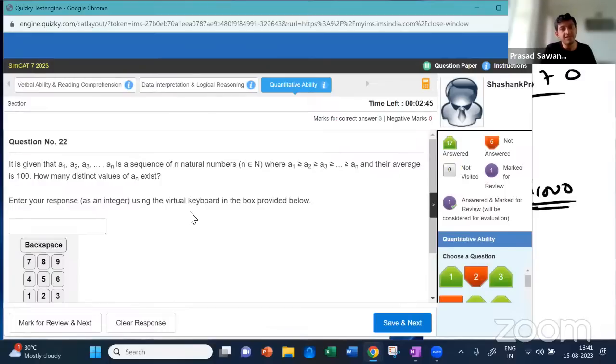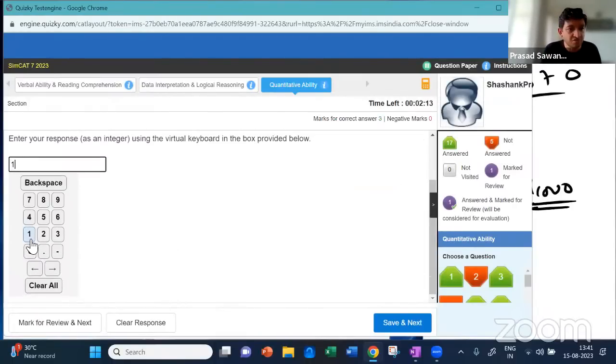Average is 100, sequence of n natural numbers. So if there's only one natural number, A1 will be equal to 100, which is fine. If there are two natural numbers, then A2 can take some value, right? If there are 3 natural numbers, that will also work. What if there is a sequence of 101? All of them are 100. That is also fine. How many values of AN exist? I don't know. I'll mark 100 here. I'm not sure.